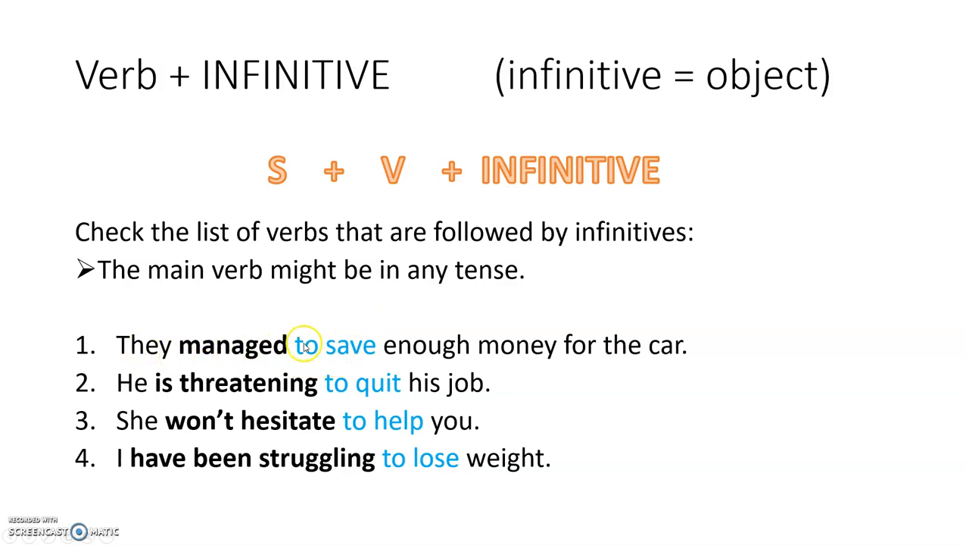They managed to do something. He's threatening to do something. She won't hesitate to do something. I've been struggling to do something. So according to your idea, you just use to and the base form. It would be good to look at that list in your book and just practice writing lots of different sentences. Use that verb as your main verb, and then the idea that comes after this blue part is the infinitive.